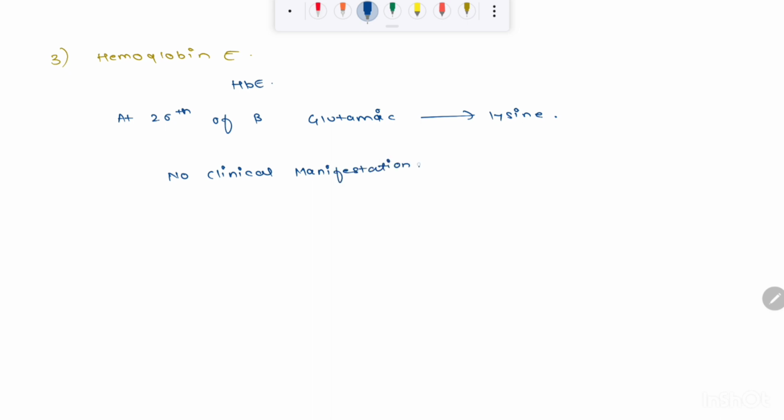Moving on, we have hemoglobin E. In hemoglobin E, the beta chains are affected. So at the 26th position of the beta chain, glutamic acid is replaced by lysine. Hemoglobin E disease is the most common after HbS. The individuals of HbE, either homozygous or heterozygous, have no clinical manifestation. This variant is very prevalent in West Bengal in India.